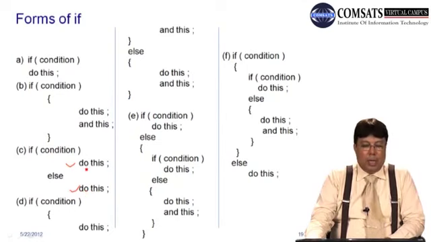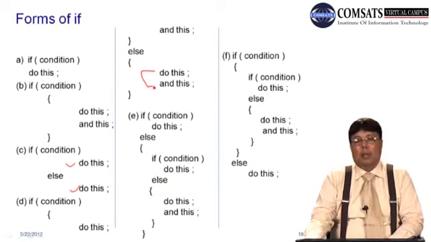The same thing in D, if condition is true, you have got two statements, do this and this. Since there are two statements, you are required to put curly brackets here. In the else case, there are still two statements, so you are required to put curly brackets here also.